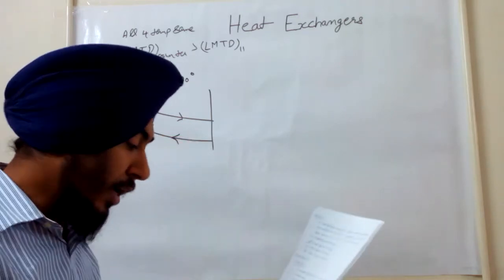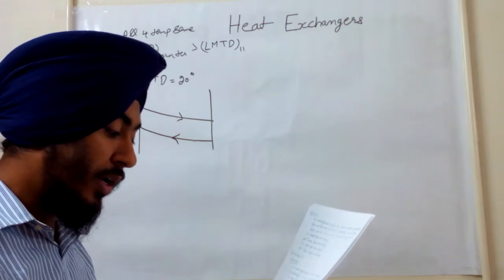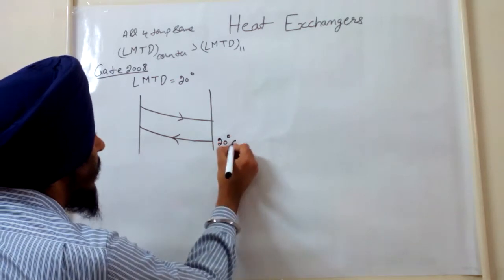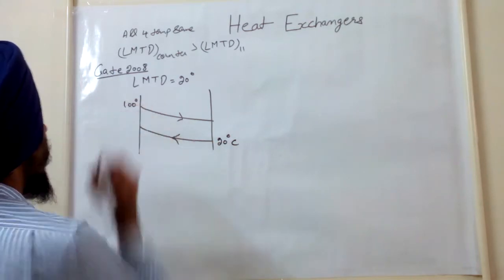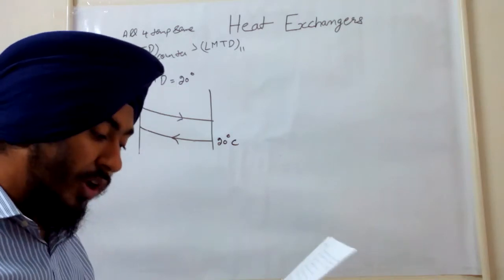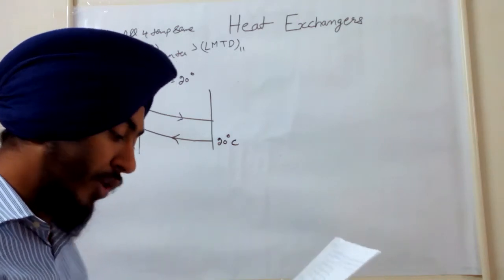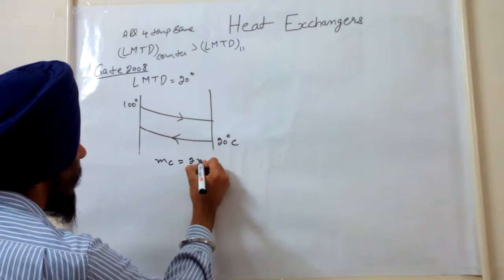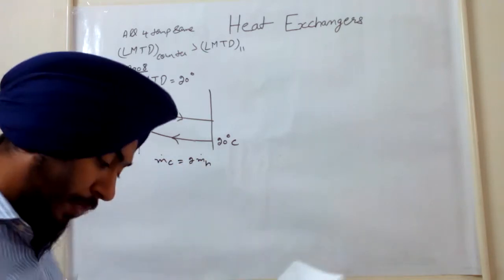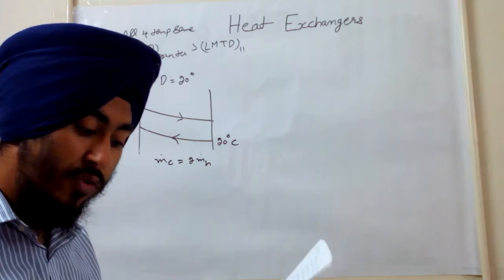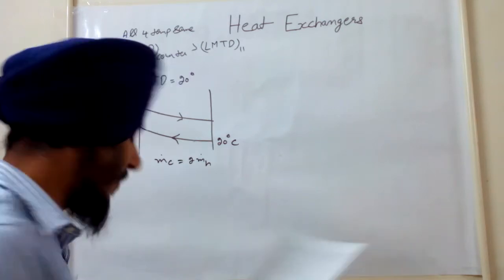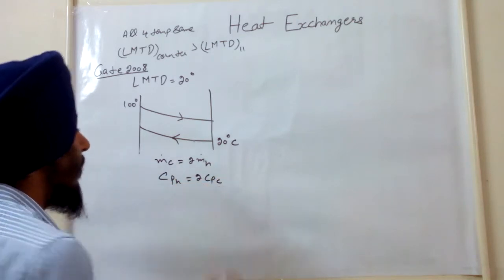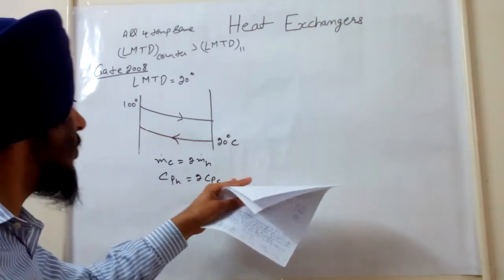In the question, it is given that the cold fluid enters at 20 degrees Celsius and hot fluid enters at 100 degrees Celsius. Mass flow rate of cold fluid is twice that of hot fluid. Specific heat at constant pressure of hot fluid is twice that of cold fluid. These two conditions are given in the question.